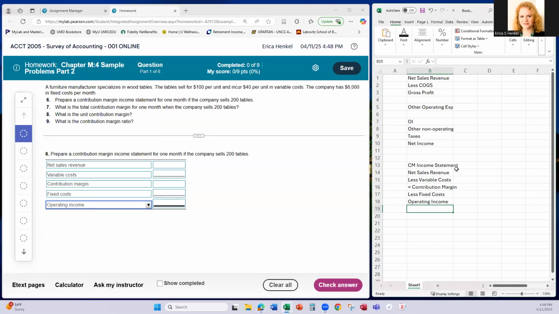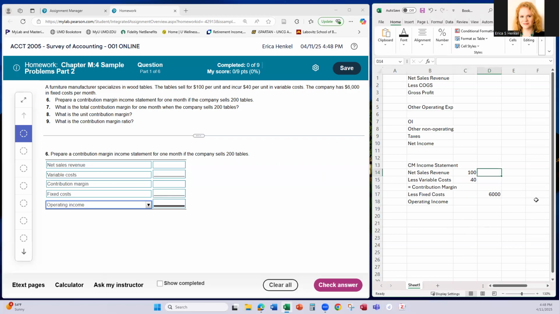So here we've got tables selling for $100 per unit. So we need to figure out our variable costs in total here, right? And our sales revenue in total. So on a per unit basis, it's $100 per table and $40 per unit in variable costs. And then we're going to have $6,000 in fixed costs. And they want us to do a statement for 200 tables.